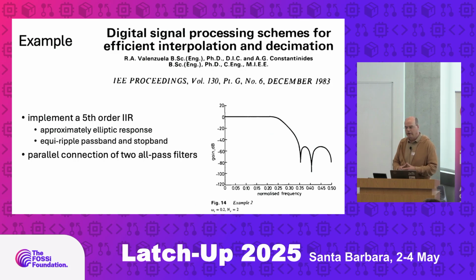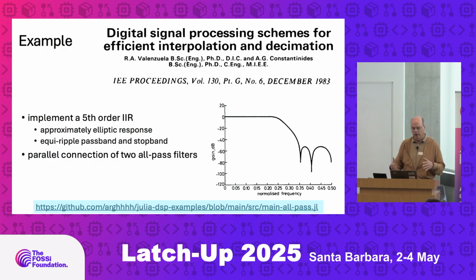And it consists of a parallel connection of two all-pass filters, and there are some special properties as a result of that. I'm going to show loads of code coming up. It's all in one file, less than 200 lines. The vast majority of it is plot commands, just to make pretty graphs.